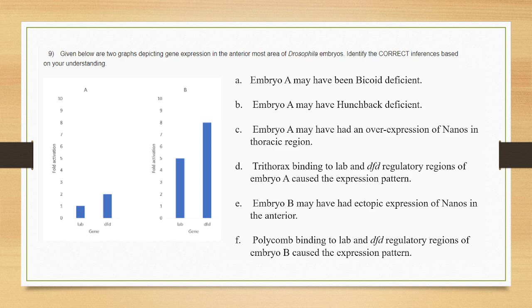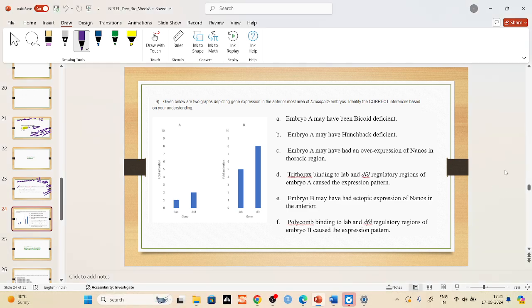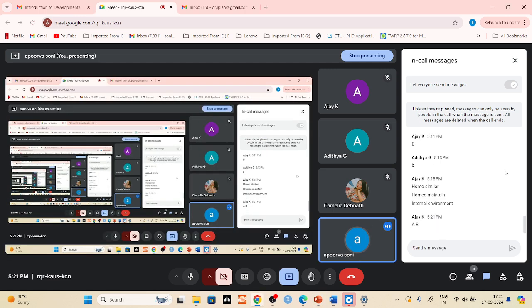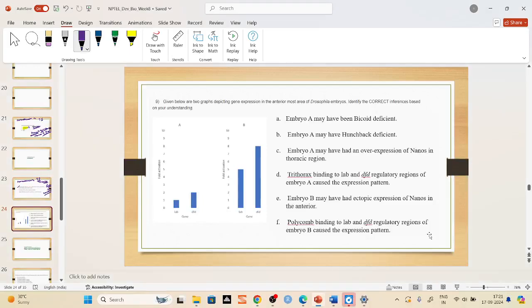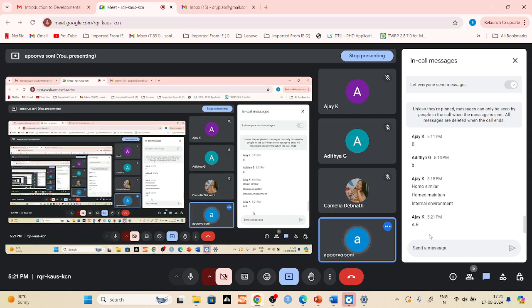Okay, now I'm switching the screen. So Ajay has answered A and B. A and B. Okay. Nice. And anybody else? Camelia, can you solve this question?